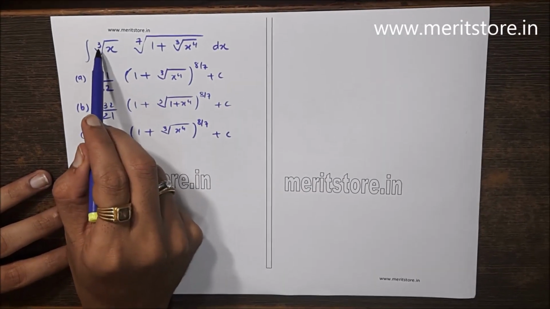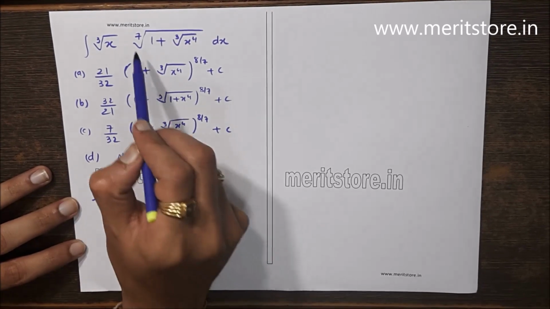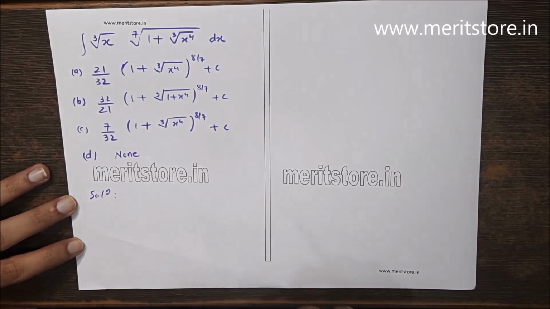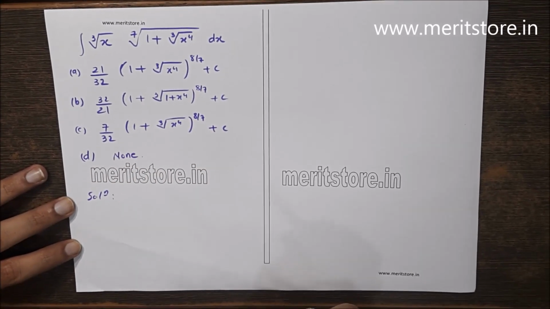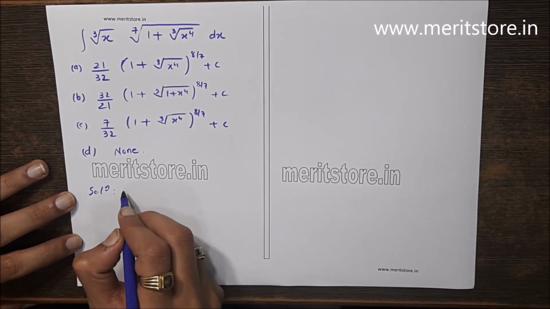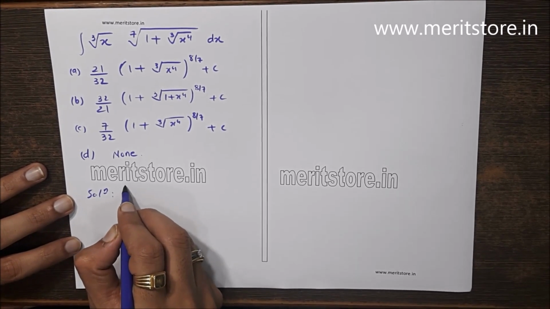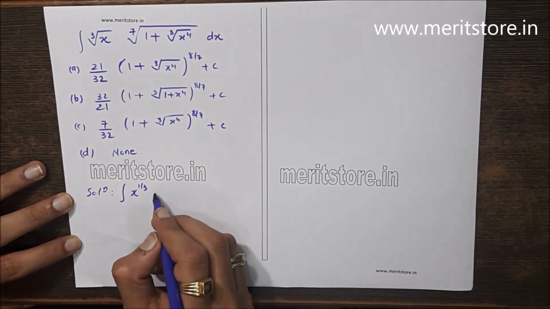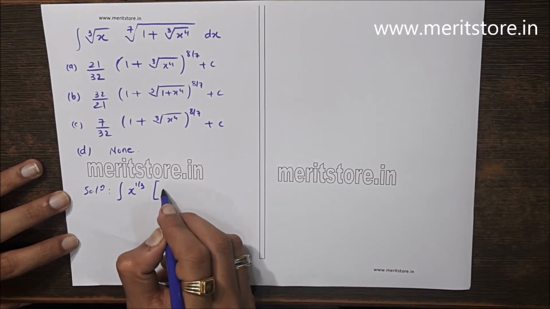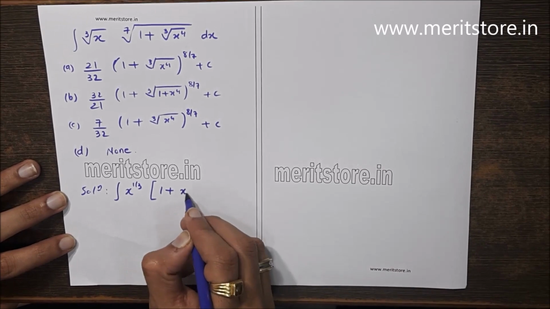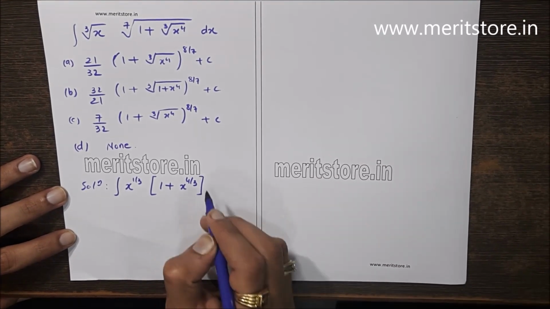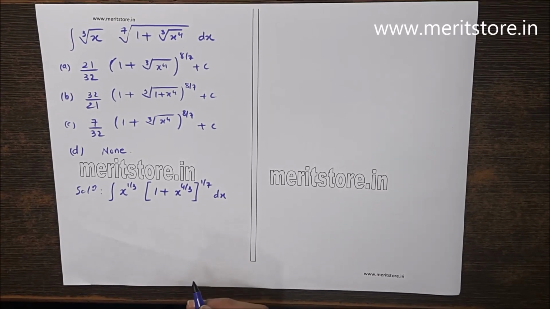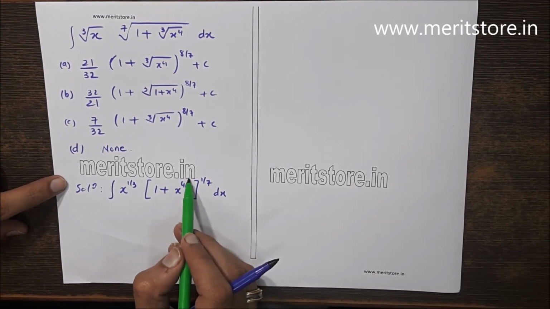Integral of cube root of x multiplied by 7th root of 1 plus cube root of x raised to 4. Writing all the terms according to the laws of indices, what we observe is this is like x raised to 1 upon 3. This entire term will be written as 1 plus x raised to 4 upon 3, the whole raised to 1 upon 7 dx. I am now taking this term as t.